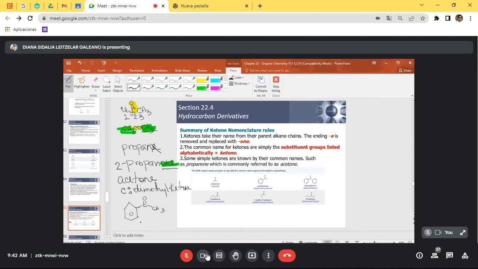This is a new compound for us. The benzene group and 2 carbons. So it's called acetophenone. Acetophenone.